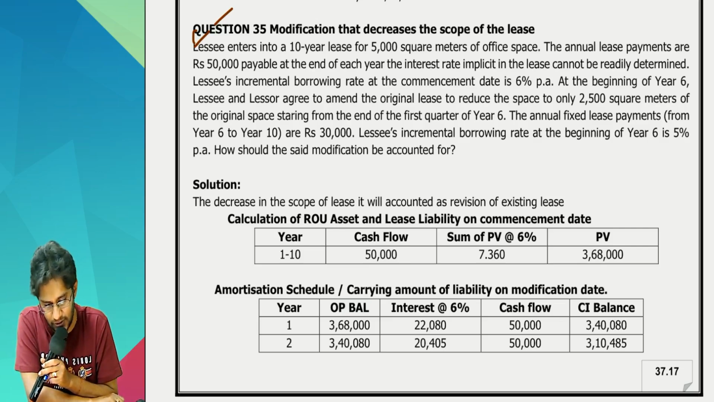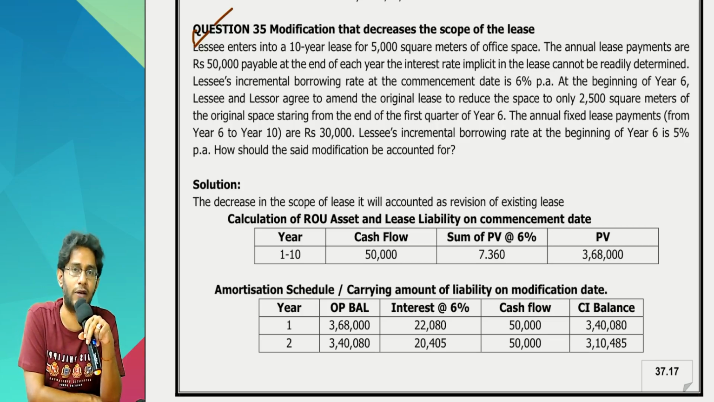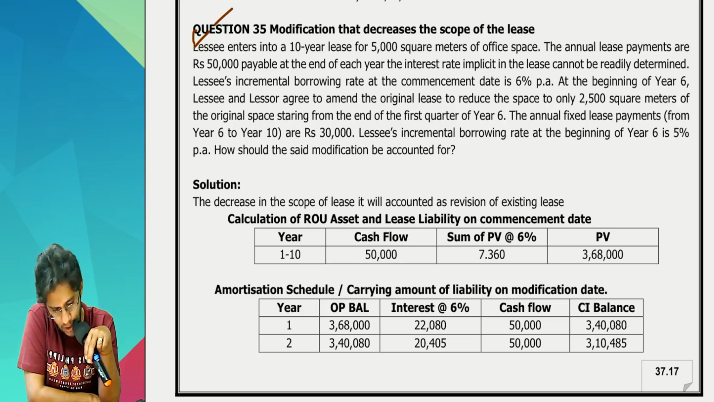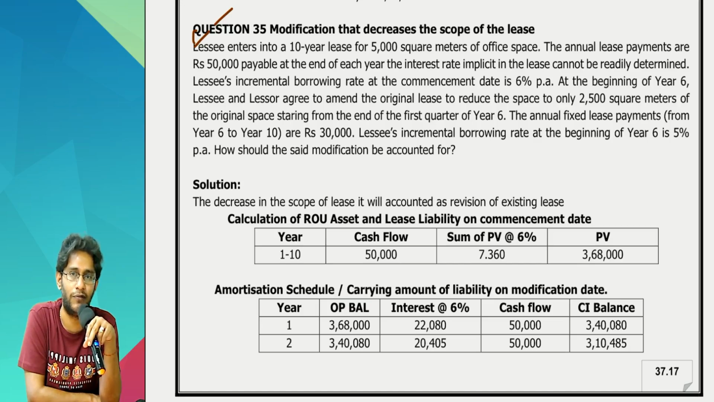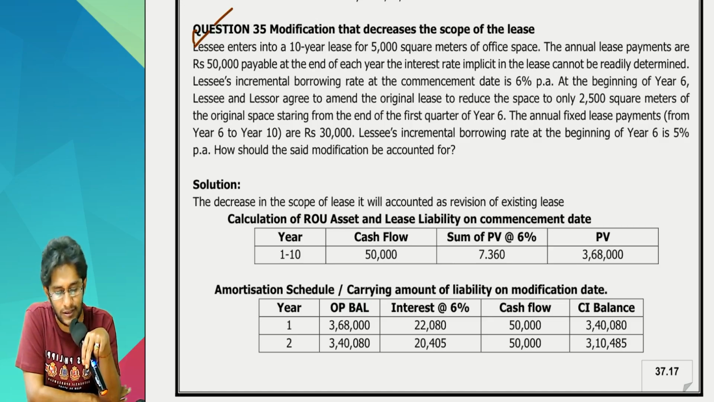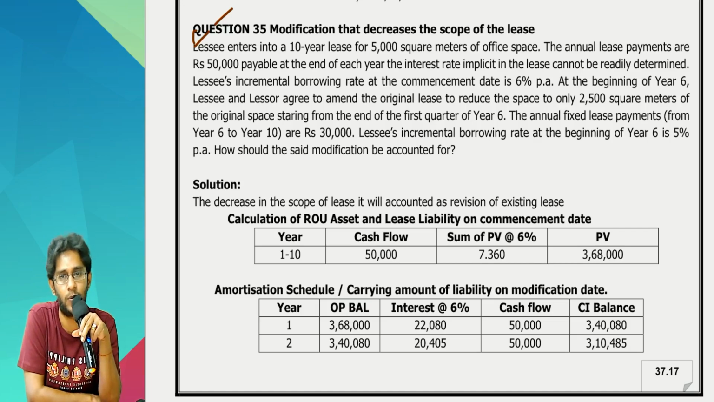At the beginning of year 6, 5 years is over, lessee and lessor agree to amend the original lease to reduce the space to only 2,500 square meters of the original space starting from the end of first quarter of year 6. What he says is original is 5,000, revised is 2,500, exactly half, so it is a reduction. The annual fixed lease payments are 30,000 hereafter. Lease payment is not exactly half of 50,000, that is 25,000. The revised lease payment is 30,000. He increased it. Latest discounting rate, incremental borrowing rate today is 5%. How should the said modification be accounted for?